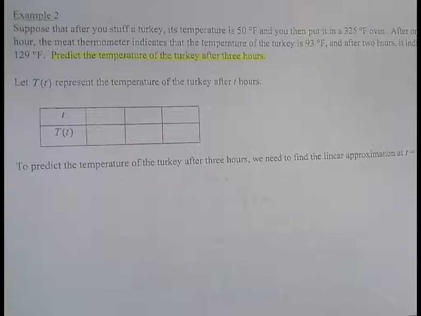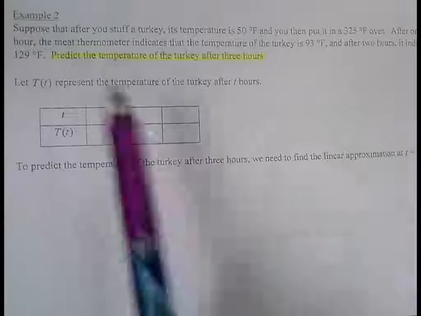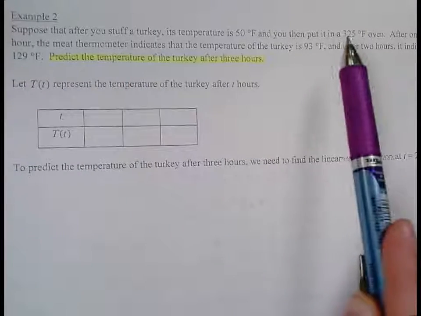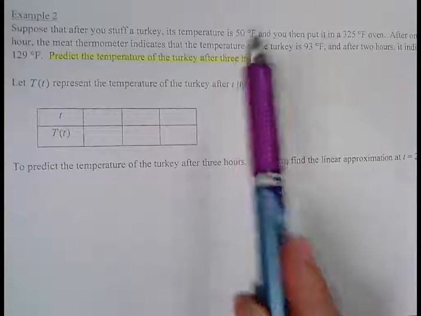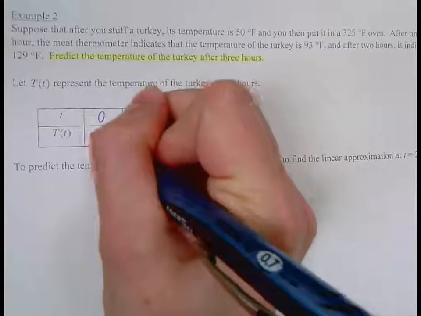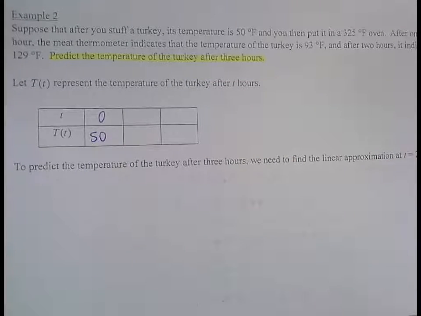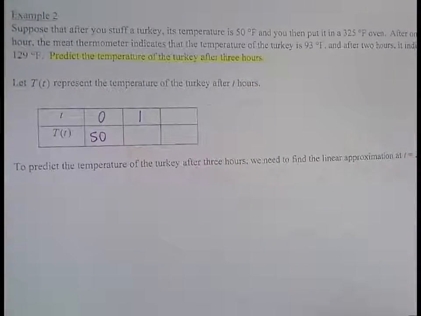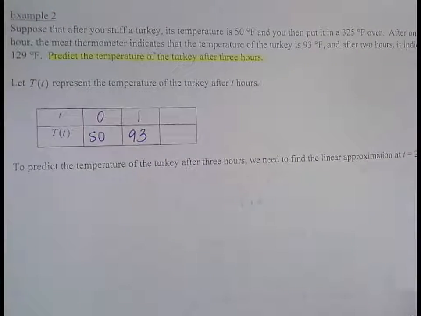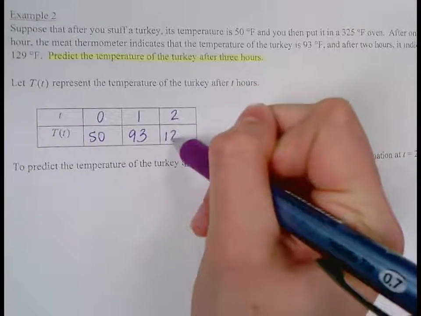Okay, we don't have an equation for a function here. So we're going to have capital T represent the temperature, and then lowercase t represent the time in hours. We could pick out 3 ordered pairs from what we're given. We know the initial temperature of the turkey is 50 degrees Fahrenheit. So at time 0, the temperature is 50 degrees. We know after 1 hour, it is 93. And after 2 hours, it is 129.